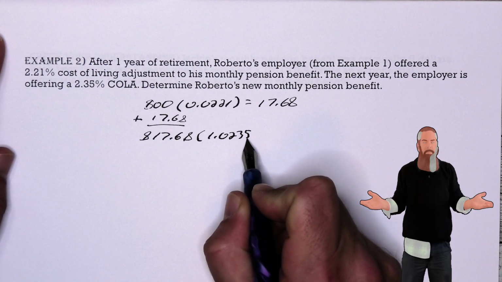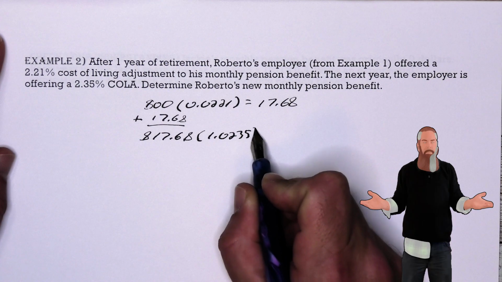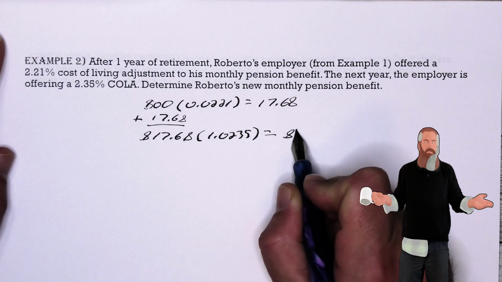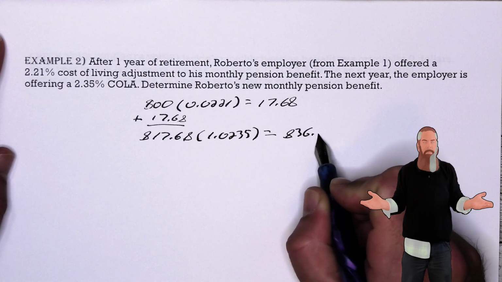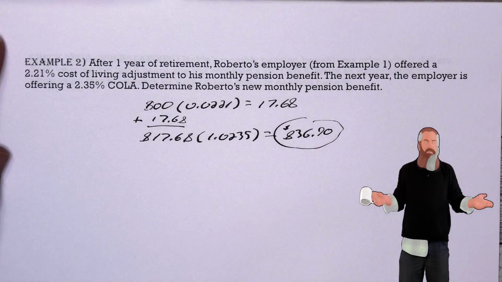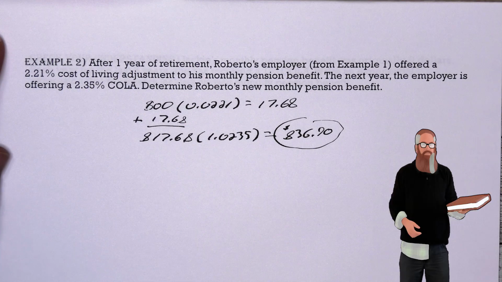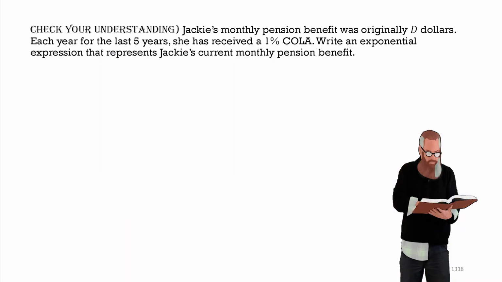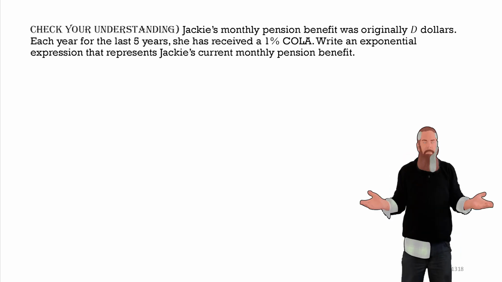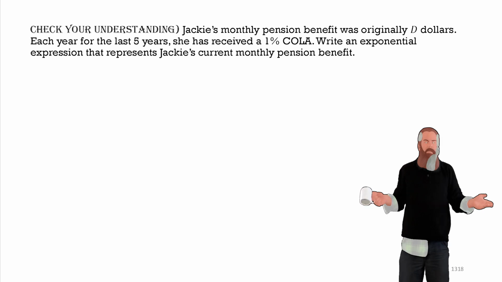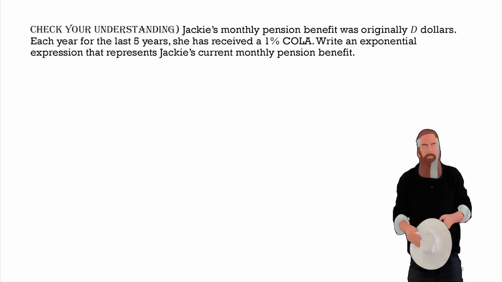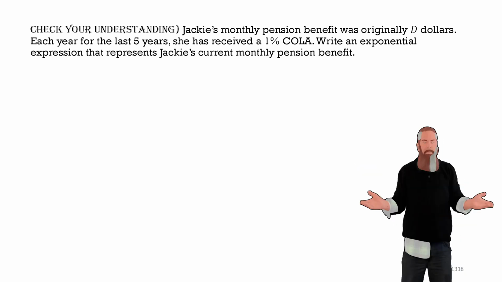That is the 2.35% increase, and the 1 representing the fact that we're keeping that number and doing this in one step. So his new benefit is approximately $836.90. So Roberto's new monthly pension benefit is $836.90. Let's check our understanding of this by looking at Jackie's monthly pension benefit, which was originally D dollars. Each year for the past 5 years, she has received a 1% COLA. Write an exponential expression that represents Jackie's current monthly pension benefit.